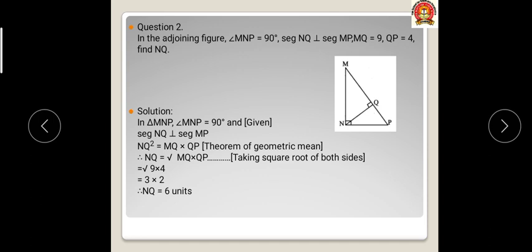So by the theorem of geometric mean, if a perpendicular is drawn from the right angle of a right angled triangle to the hypotenuse, it states that NQ square is equal to MQ into QP. Taking the square root, you will get NQ is equal to the square root of MQ into QP. So square root of 9 into 4, that is 3 into 2, that is 6. So by using this geometric mean we can find this. This is very important. If you know the theorem, then only you can find the value.